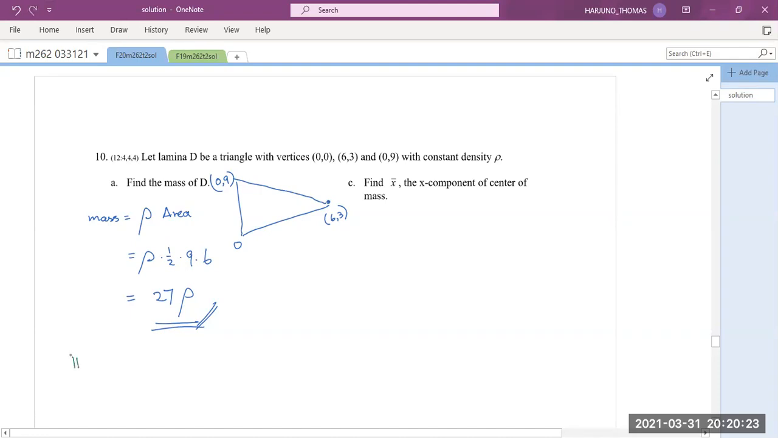The second method, you may say the mass is equal to rho times integral from 0 to 6. And then the upper function, can you tell what's the slope? This is y equals negative x plus 9. And this one here, y equals 1/2 x. So the top function minus the bottom function.